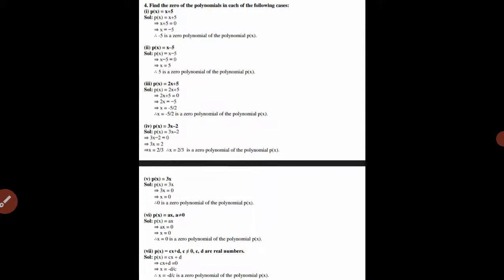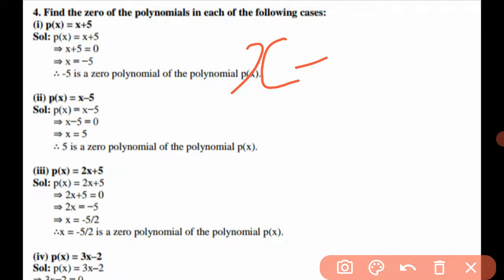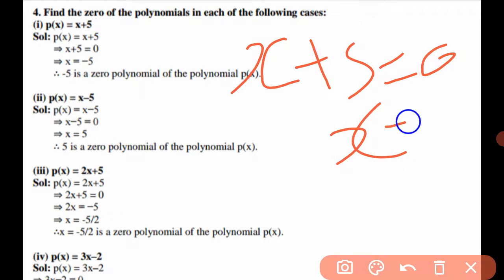Now after this, see question number 4. In question number 4, find zeros of polynomials in each of the following cases. So in the first part, p(x) equals x plus 5. So first we put this x plus 5 equals 0. So the value of x equals minus 5. So we can say that minus 5 is a zero of polynomial p(x).